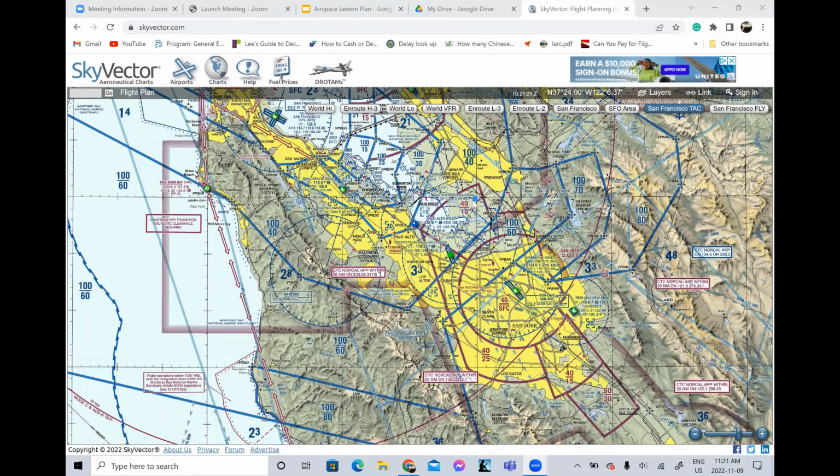From 700 feet AGL to 1,500 feet is Class Echo. From 1,500 feet up to 4,000 feet is Class Charlie. From 4,000 feet up to 10,000 feet is Class Bravo. From 10,000 feet up to, but not including, 18,000 feet is Class Echo. And then above that is Class Alpha, which we don't need to go much further.